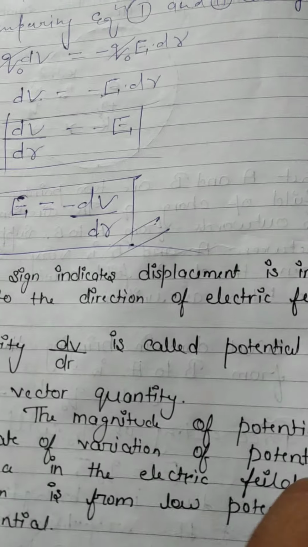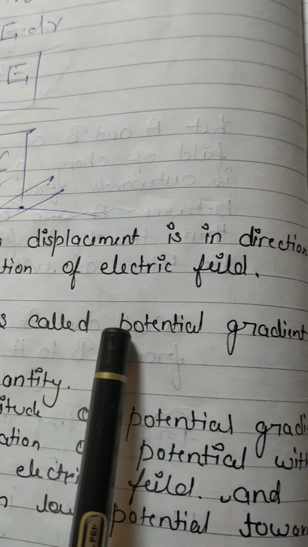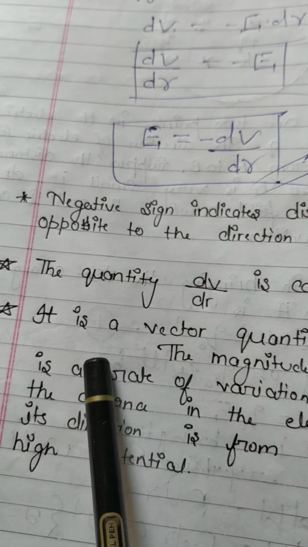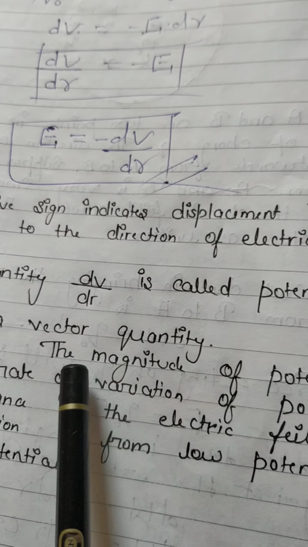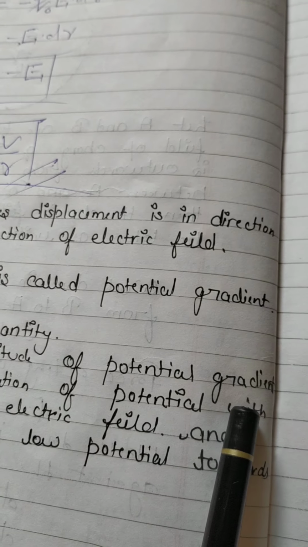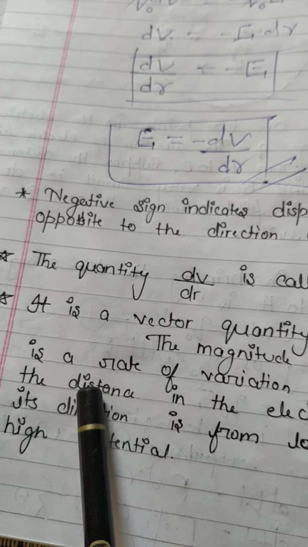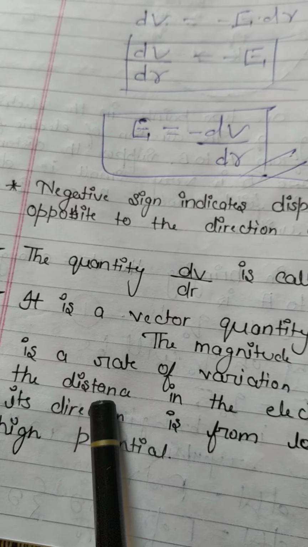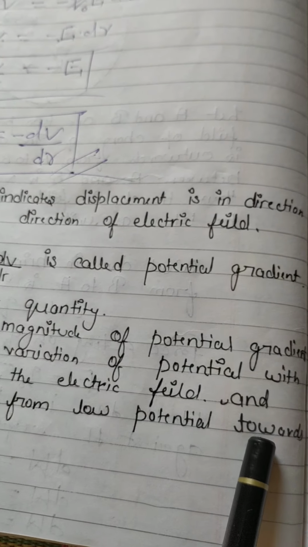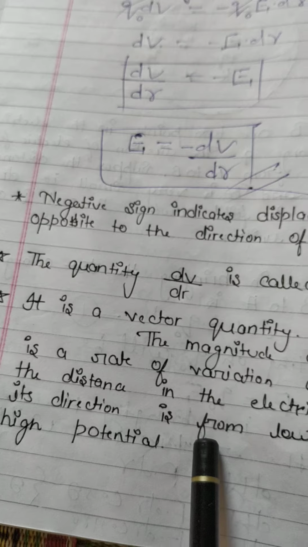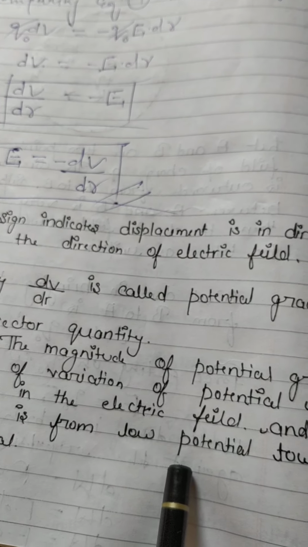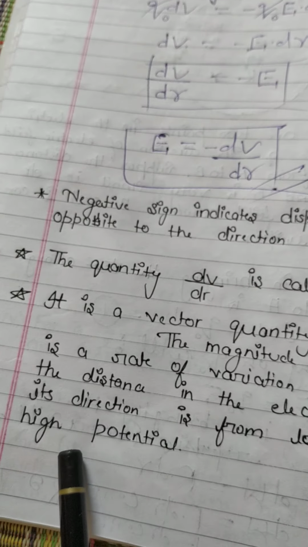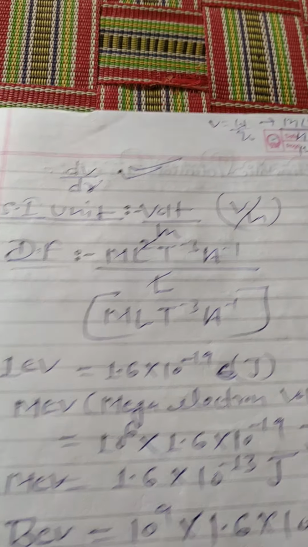The quantity dV upon dr is called potential gradient. It is a vector quantity. The magnitude of potential gradient is the rate of variation of potential with distance in the electric field, and its direction is from low potential towards high potential.